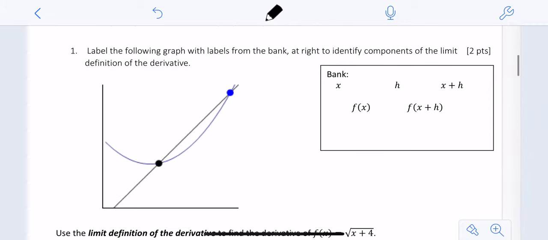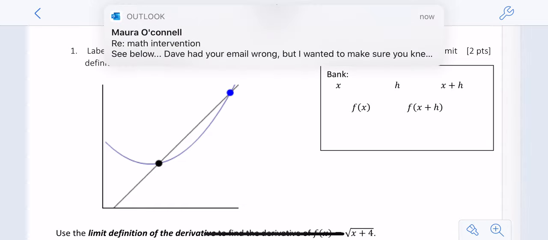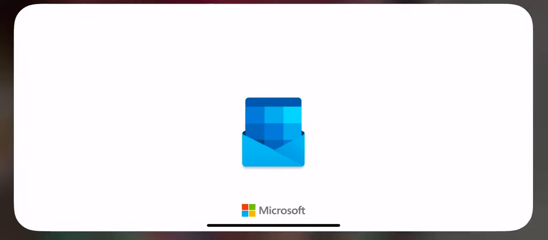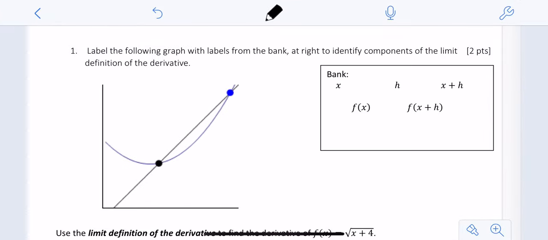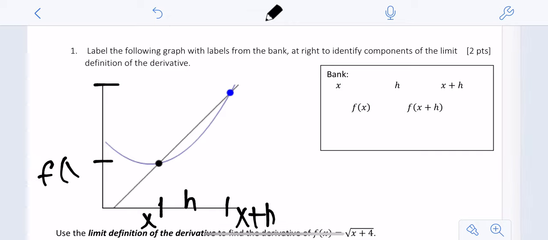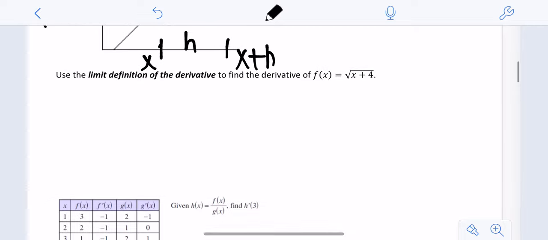So then we got into the limit definition of the derivative, and this is where we want to make sure that we know your labels for this graph. So this is x, this is x plus h, because the distance between your x values is h. And then these are your y values, so this would be f of x, and this would be f of x plus h, right? So then from there, we can actually use the limit definition.